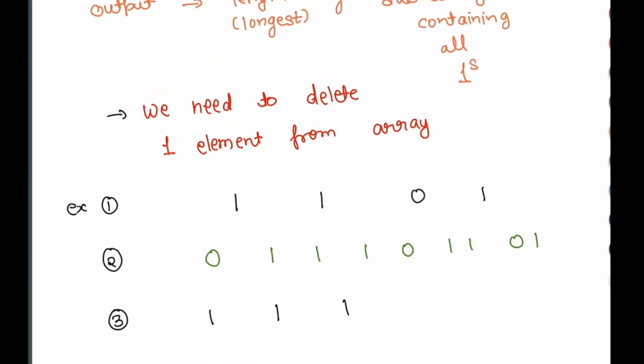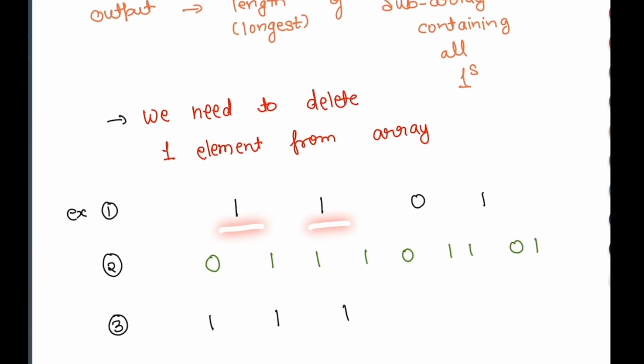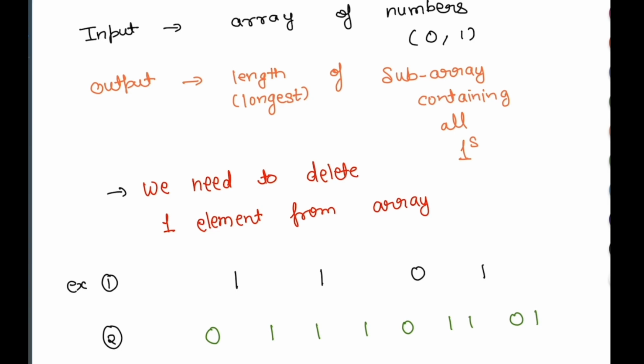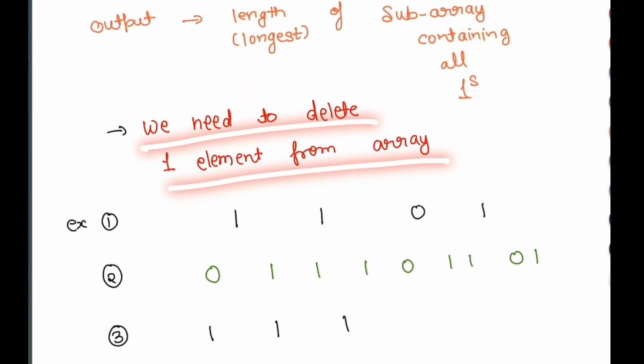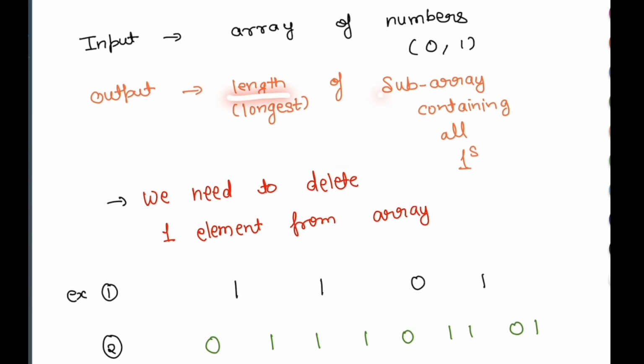Now let me show you some scenarios, some input examples, and explain the problem. How can we get the output? In example number 1, the given array is 1101. It contains 1s and it has a 0, right? So this is our input, an array of numbers containing 0 and 1, 1101. The output we need to give is the subarray length containing all ones, and we have to delete one element from the array, right? The simple thing to understand here is we have to find the length of a subarray which should have ones, and we have to maximize the length. We have to find the longest length.